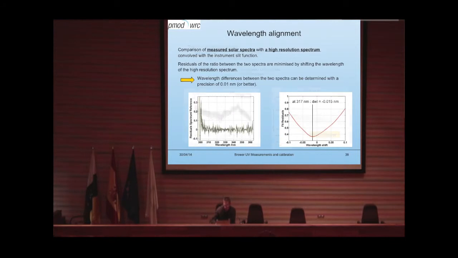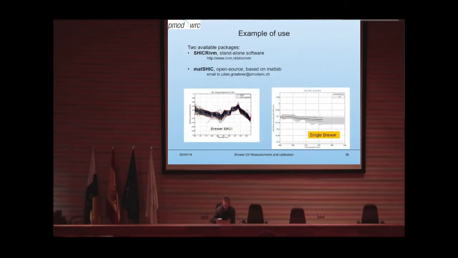And this can be done, of course, spectrally. And here you have 2 examples. You have an example for a brewer, where you can see that this wavelength shift over its own spectrum is not constant, but it actually varies.